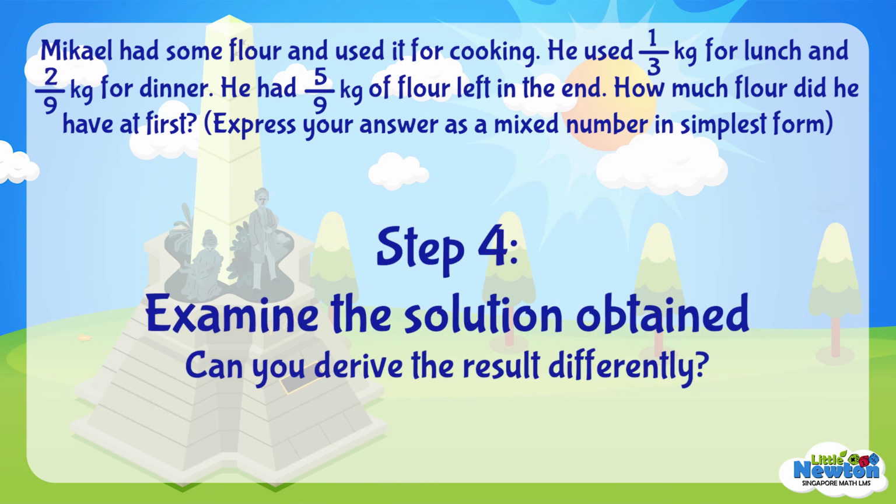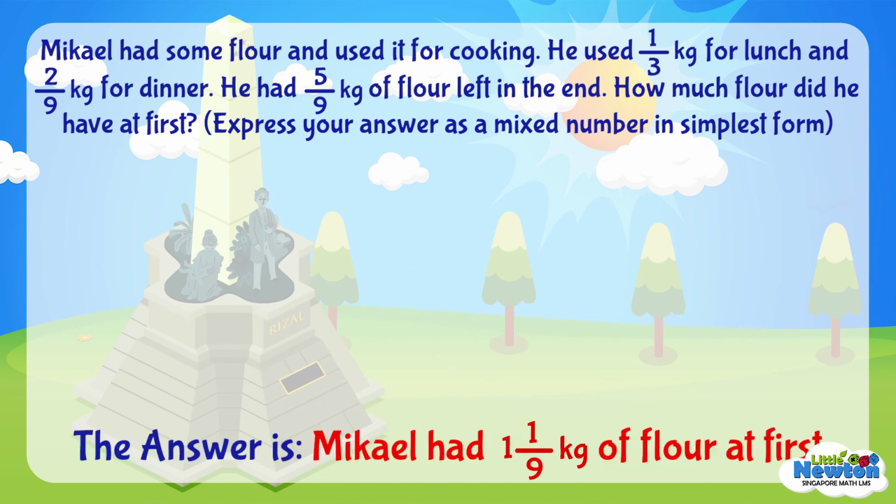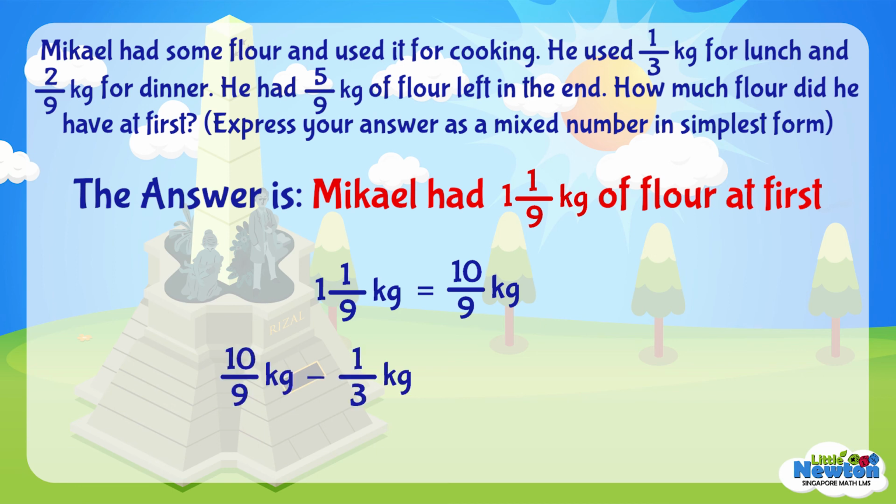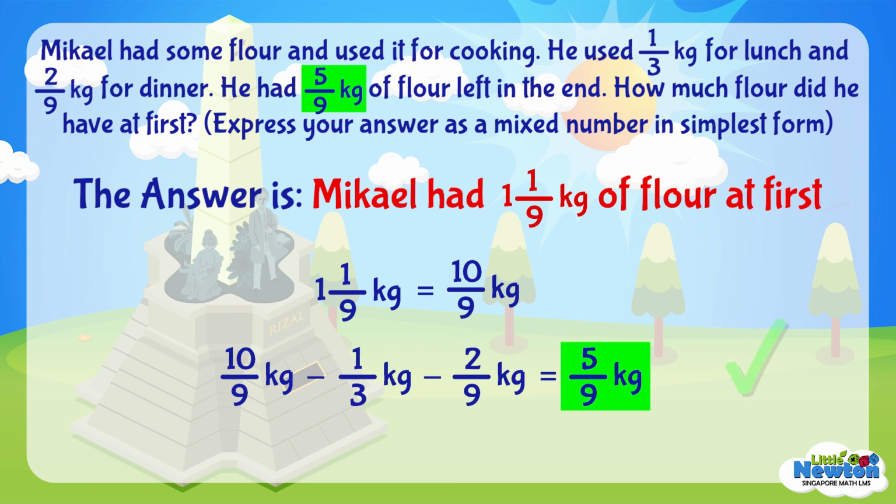Let's move on to check our answers and ensure they are correct. We know from our answer that Mikael had 1 and 1/9 kilograms of flour at first. Let's work forward to check if Mikael would have had 5/9 kilogram of flour left in the end. 1 and 1/9 kilograms equals 10/9 kilograms. 10/9 kilograms minus 1/3 kilogram and minus 2/9 kilogram, the amount he used for lunch and dinner respectively, equals 5/9 kilogram. This is the amount of flour he had left. This is consistent with the value given in the question. Therefore, we know our answer is correct.